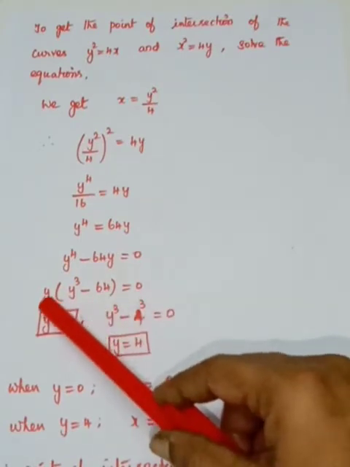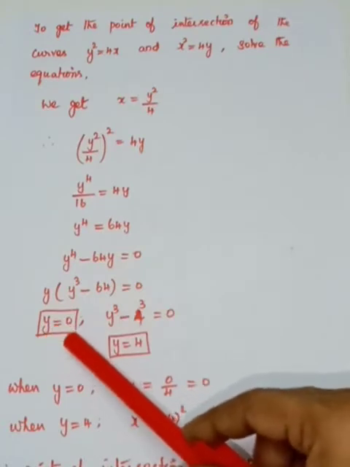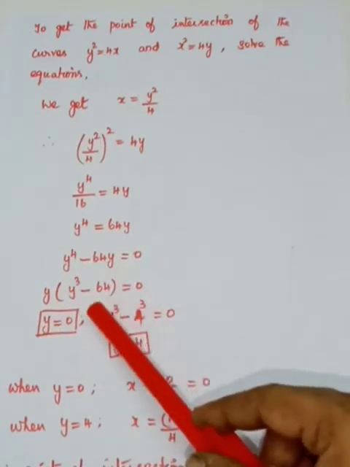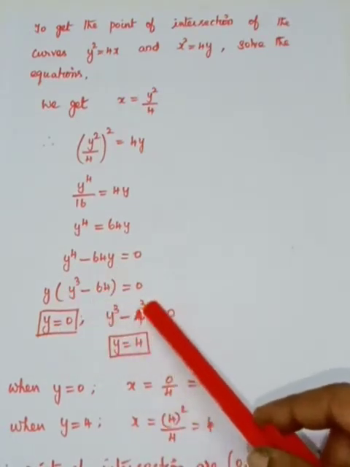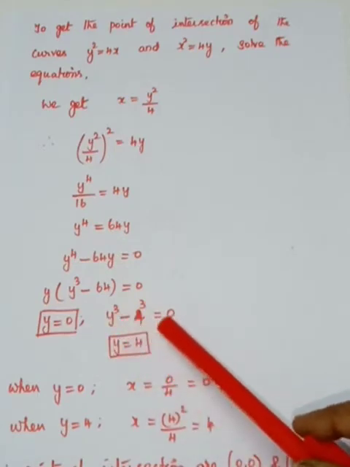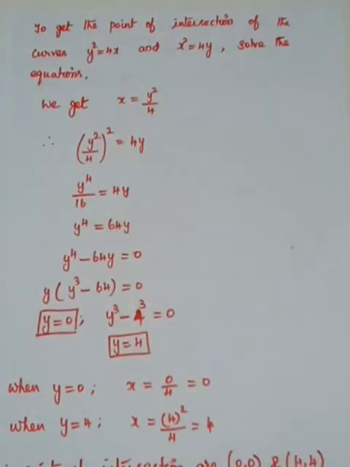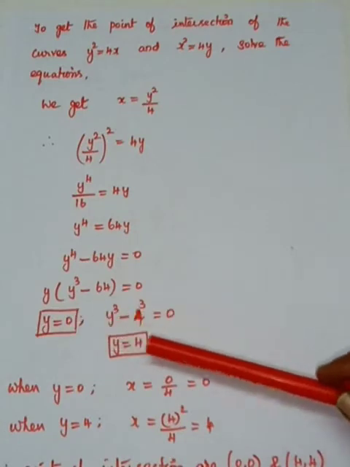So y is equal to 0 is one solution. When you solve the rest, 64 can be written as 4 cube. It is in the form of a cube minus b cube, so you can use the formula for a minus b. So y minus 4 is equal to 0, y is equal to 4. The remaining two roots are imaginary, so we will not take them. So you are getting y is equal to 0 and y is equal to 4.